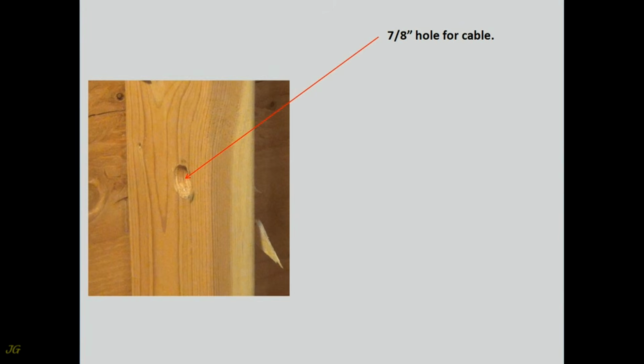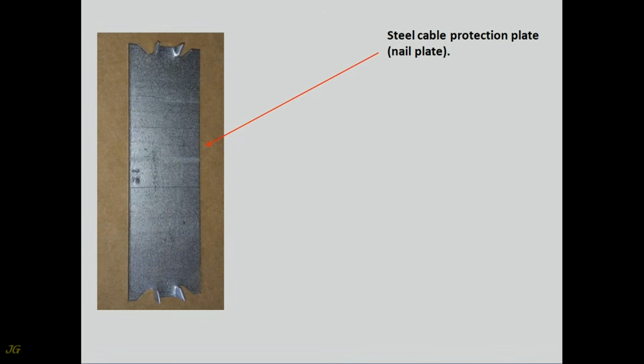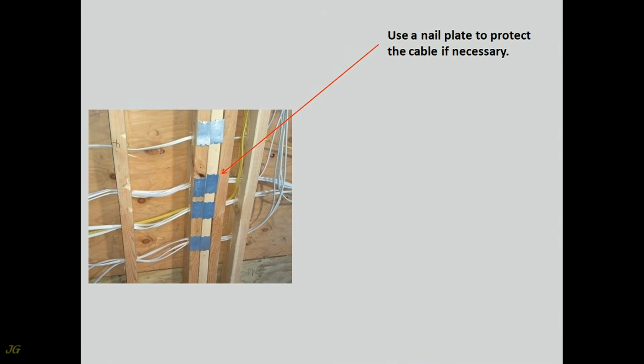7/8 inch hole for cable. Up to 3, 12 or 14 AWG, NM cables per drilled 7/8 inch hole in the 2 by 4 inches stud. Steel cable protection plate, nail plate. Use a nail plate to protect the cable if necessary.